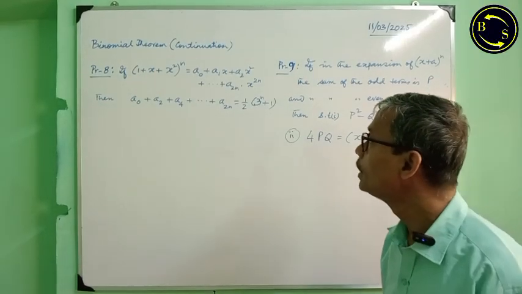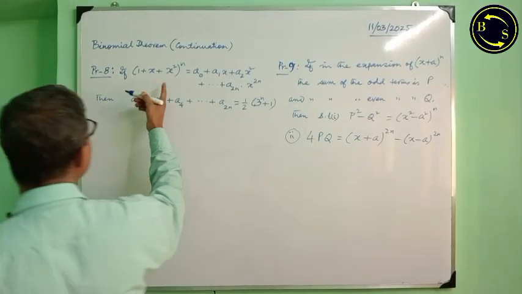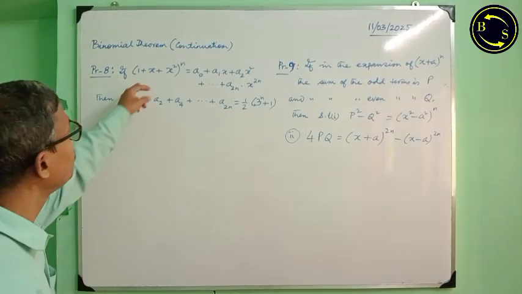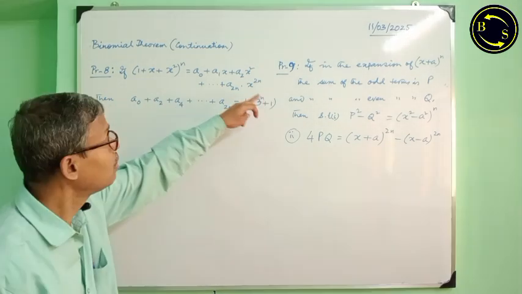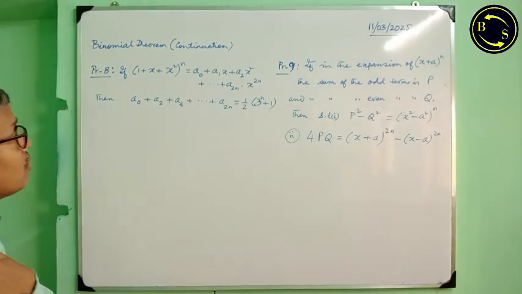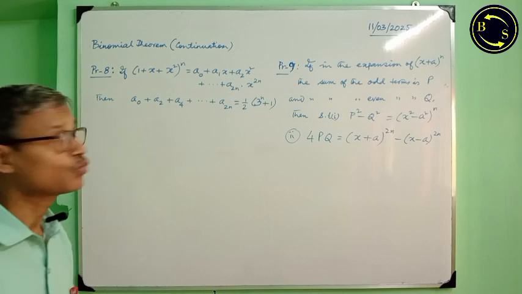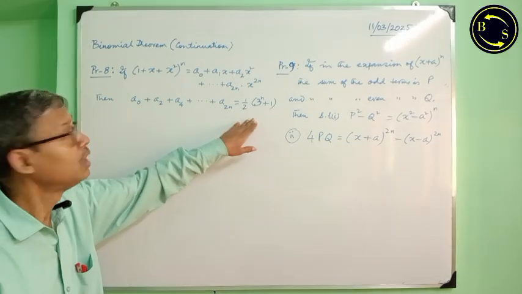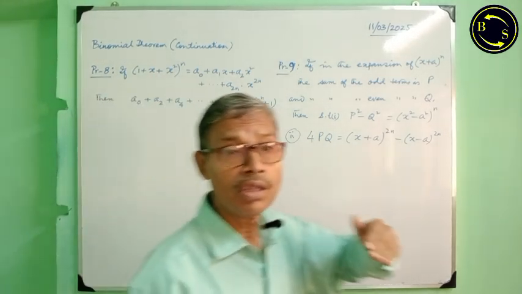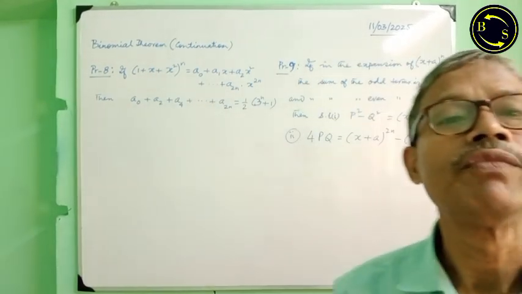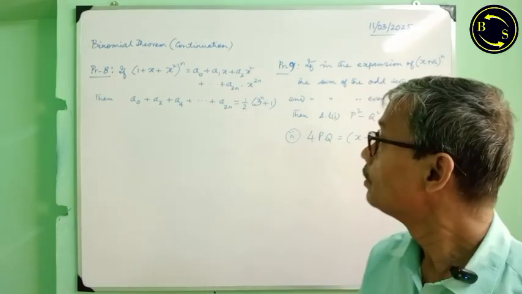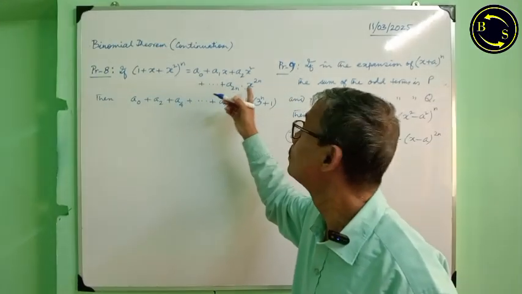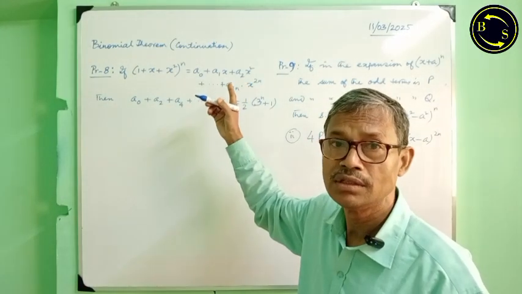Next sum. If (1 plus x square) whole to the power n equals this right hand expression, that is a naught plus a1x plus a2x square plus dot dot dot a to n x to the power 2n, then we have to prove this one. And now let me mention that this is an identity.